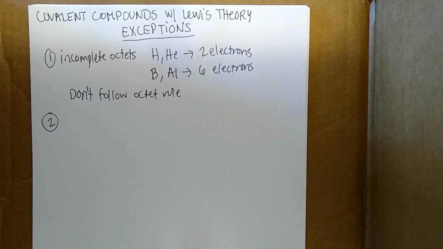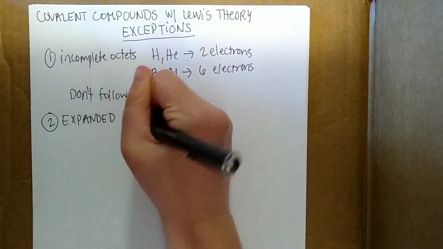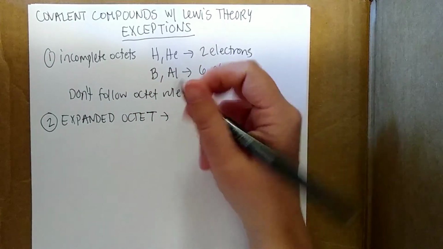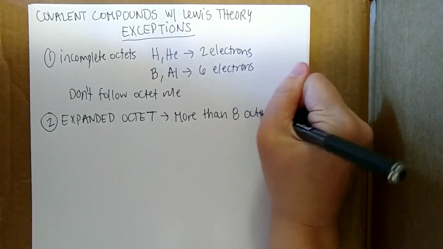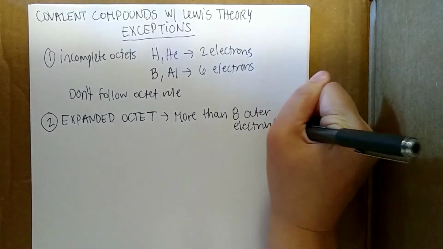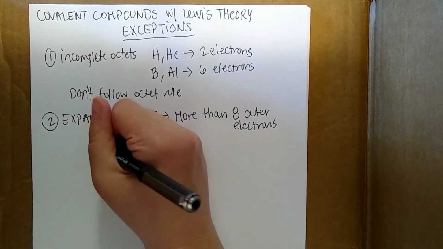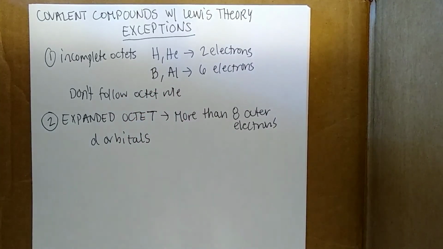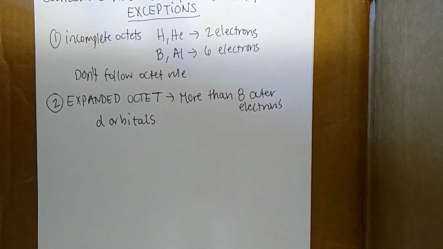The next thing I want to talk about is something known as an expanded octet, which means there are more than 8 outer electrons. Expanded octets occur for things that have empty d orbitals, so they take advantage of the d orbitals. We'll run into a few examples when we do the lab this week, so keep an eye out for those.